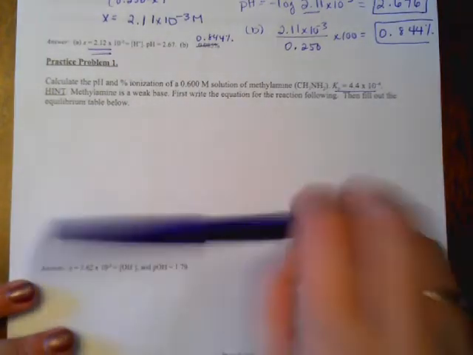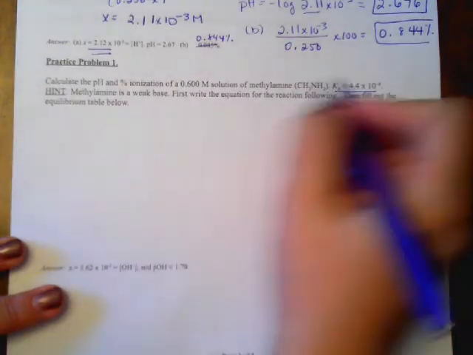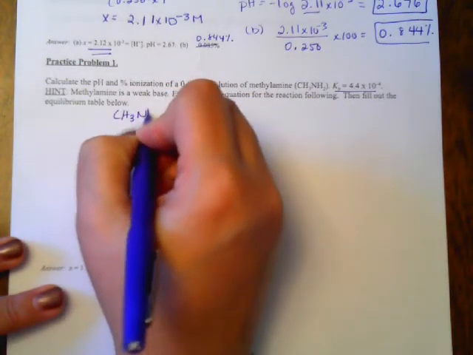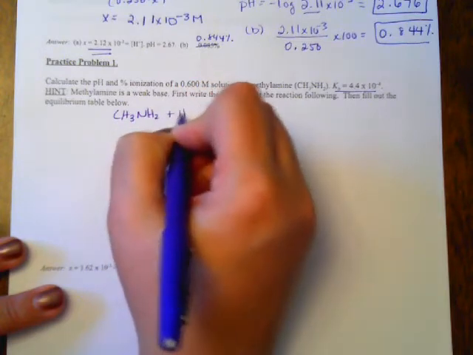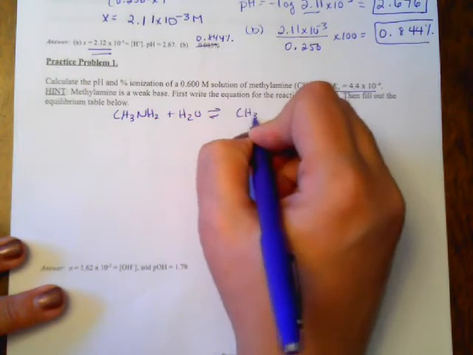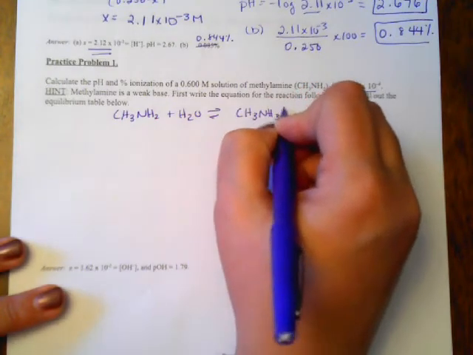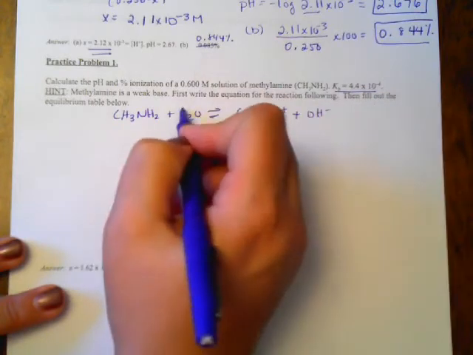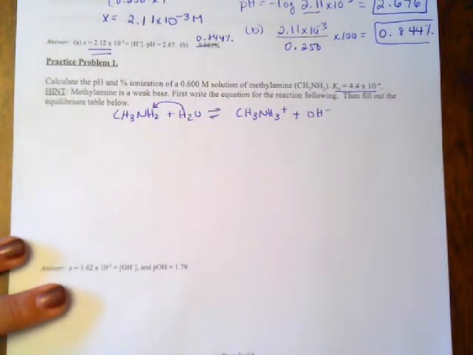Let's go over the practice problem together. Again, we have our weak base. We have to include our water when we do our bases. So we get CH3NH3 plus, and then our hydroxide, because the water donates the hydrogen.